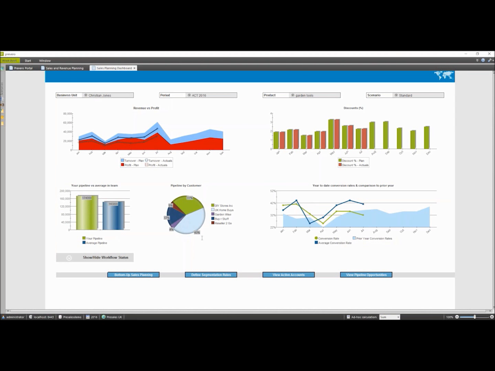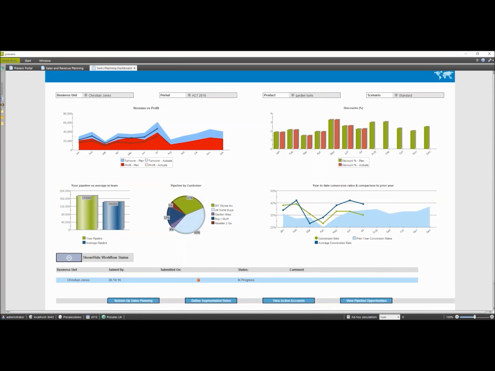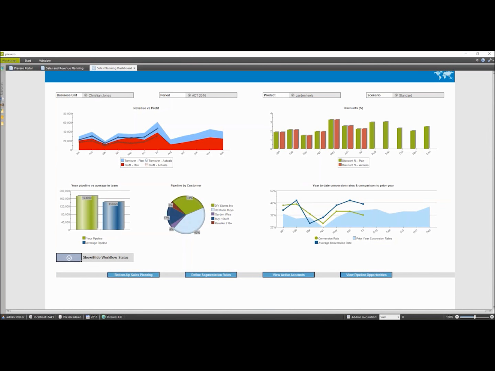So what I can see, yes, here's my revenue and here's the discounts that we've got. But also there's some information that's more relevant to me, so a bit more personal. So for example, I can see what is my current pipeline versus the average pipeline, maybe in my team or in territory or in the organization as a whole. I can see my pipeline by my key customers. And I can also see some information around my conversion rates, so my actuals, my plans, prior year, etc. So we can bring in those different timelines into view.